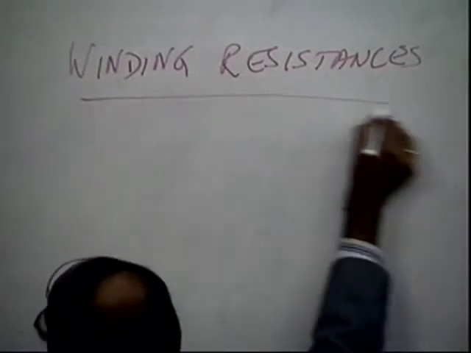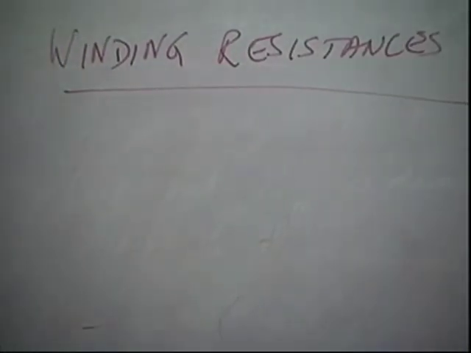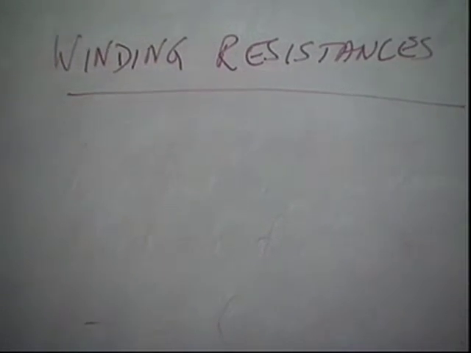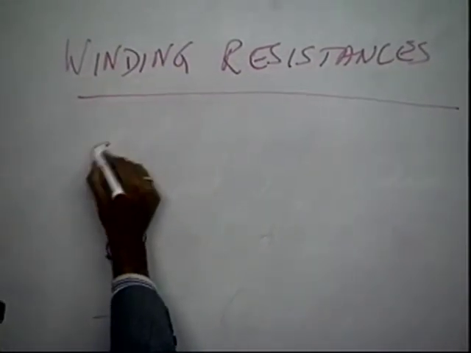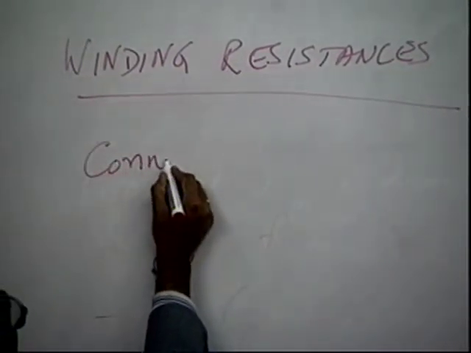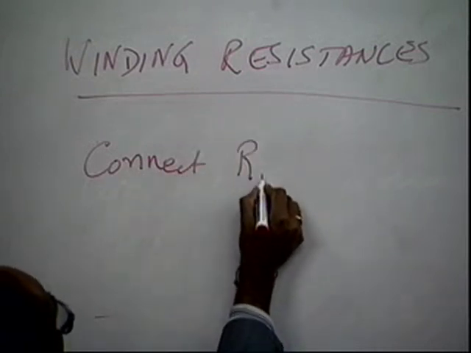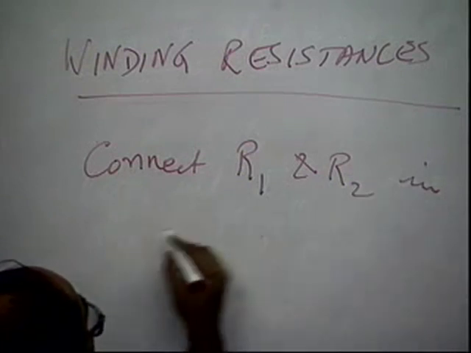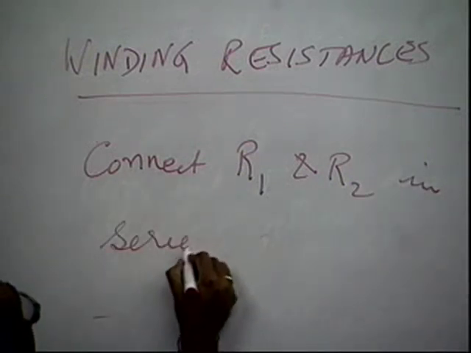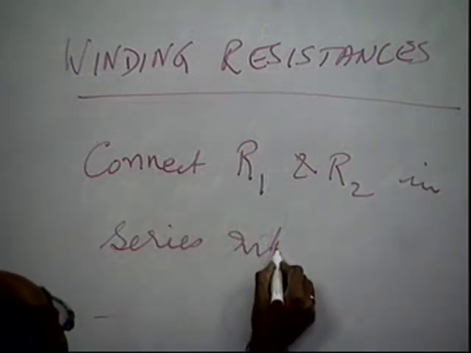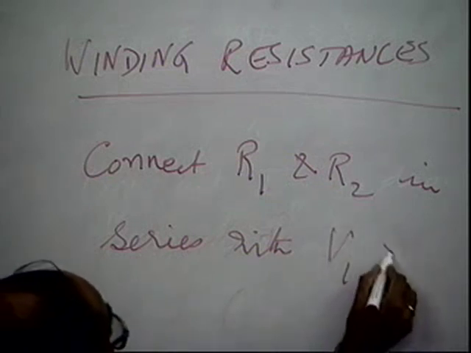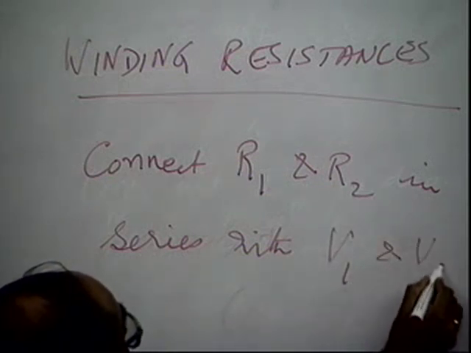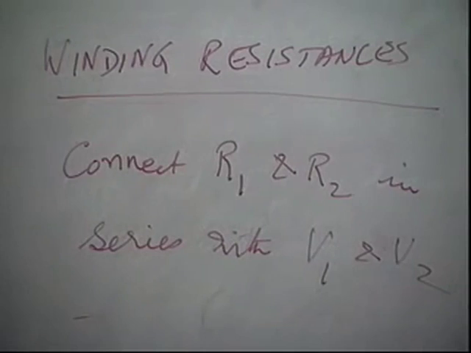So all you do is connect R1 and R2 in series with the circuit, with V1 and V2. That is primary and secondary circuits.